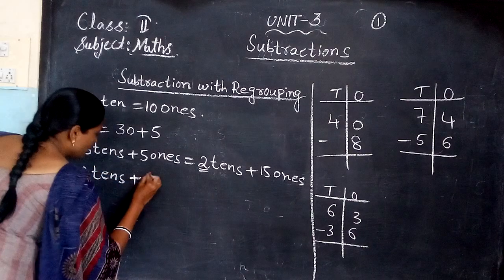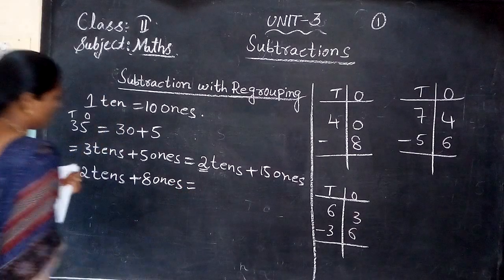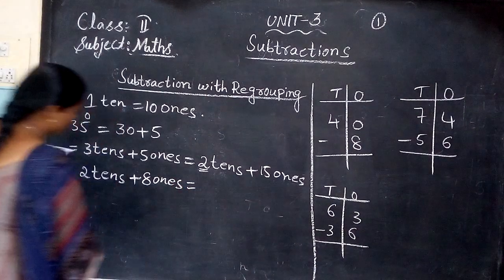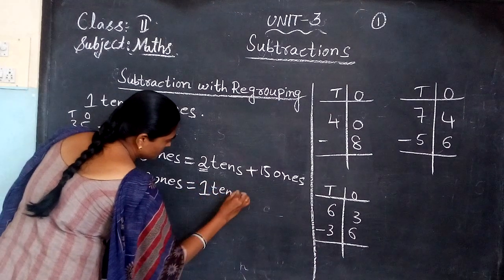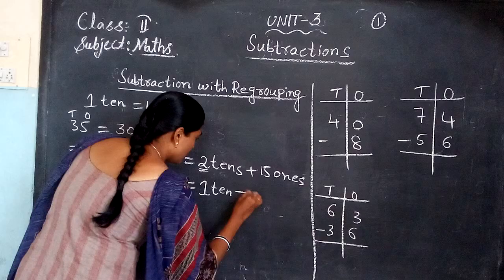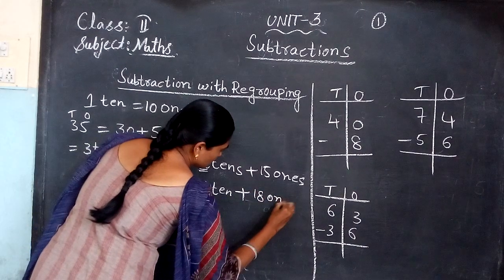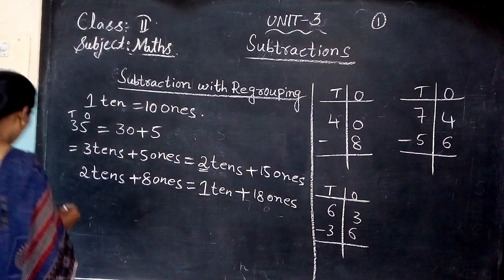Next number: 2 tens plus 8 ones is there. What will come here? One number will be decreased. Now what will come? 2 before number is 1 tens plus 18 ones. Yes. Again, one more example you tell, I will be writing here.